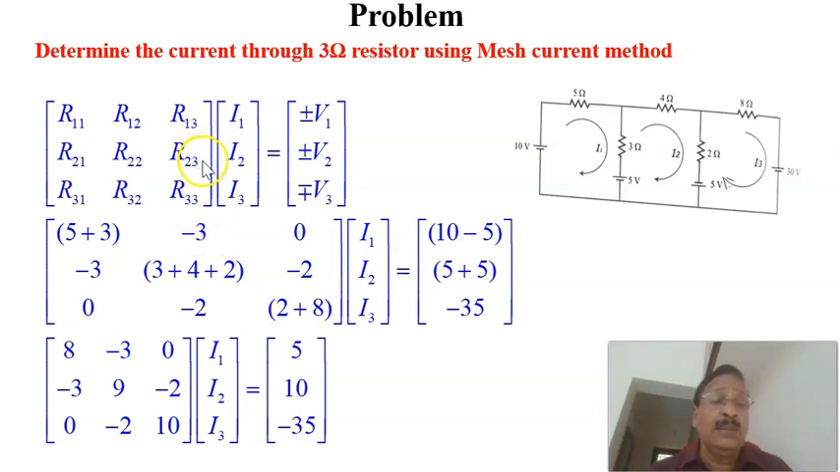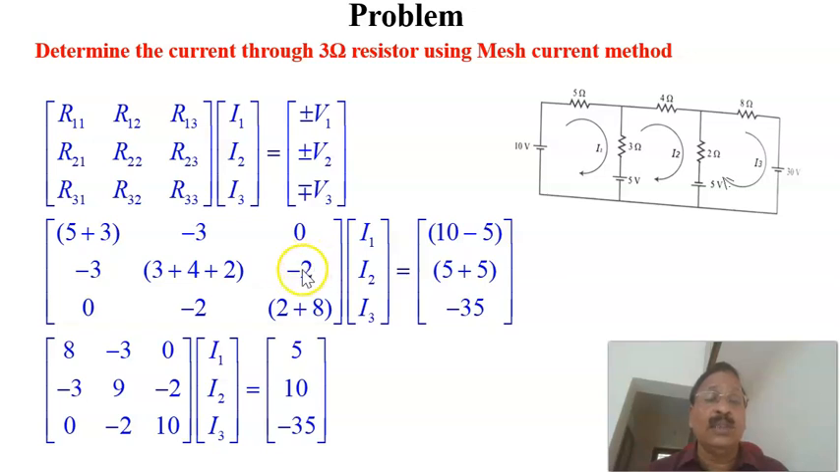Then, for the off-diagonal elements, we can find R12, that is common to the first and second mesh. What is common? That is this element, which is a 3 ohm resistance, common to first and second. That is why it is equal to minus 3. Similarly, R21 is also equal to minus 3. For R13, there is no common element between the first and third, that is why I put 0 here. Similarly, R31 is also equal to 0.